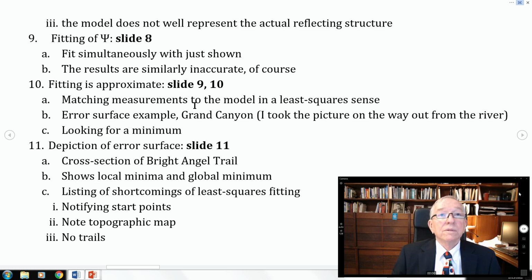And matching measurements to the model in the least square sense, we don't want to do that. We want to go to more accurate, and I used the Grand Canyon as an example of what you're fighting with least squares. Multiple solutions, that is, local minima, and not knowing where to start the process. It can get lost and diverge. We didn't even talk about that.